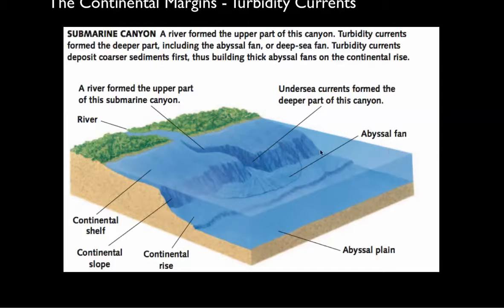Here is another example of the submarine canyon. You have an abyssal fan as opposed to an alluvial fan. Shelf, slope, rise, abyssal plain. You get the idea.